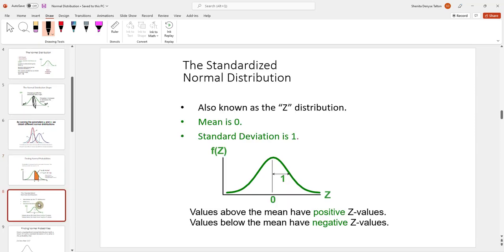First let's talk about the standardized normal distribution. This is also known as the Z distribution. In these cases, the mean is 0 and the standard deviation is 1. The values that fall above the mean will be positive Z values, and below the mean, they will be negative Z values. We talked about Z values before, Z scores. Those are basically how many standard deviations you are away from the mean.